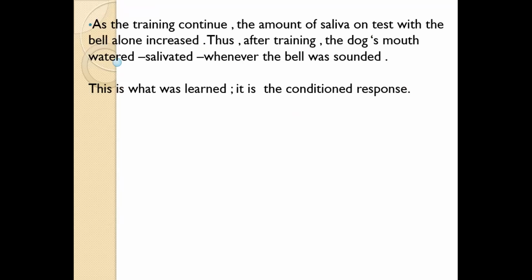As training continued, the amount of saliva on test with the bell alone increased. Thus, after training, the dog's mouth watered, salivated, whenever the bell was sounded. This is what was learned. It is the conditioned response.